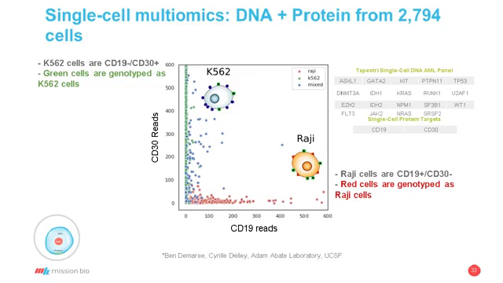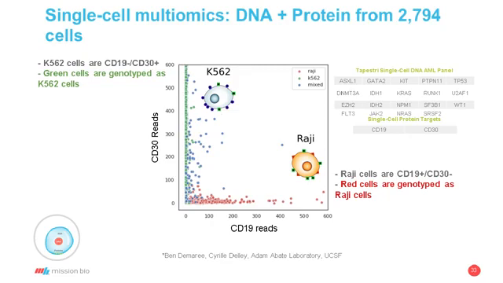The color coding here, though, is done using the genotypes. There's about 10 mutations in this AML panel that distinguish Raji from K562, and we're using those 10 mutations to color code whether it's a Raji cell or a K562 cell. So again, great validation that CD19 positive cells are also genotyping as Raji cells. So it's a double confirmation that those are really Raji cells versus K562 cells.